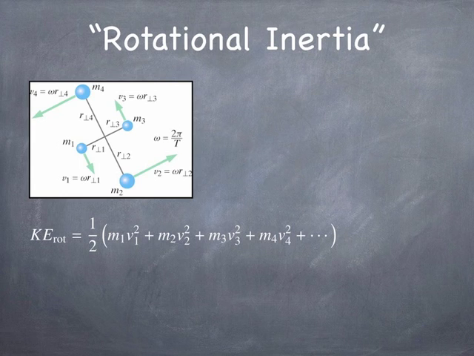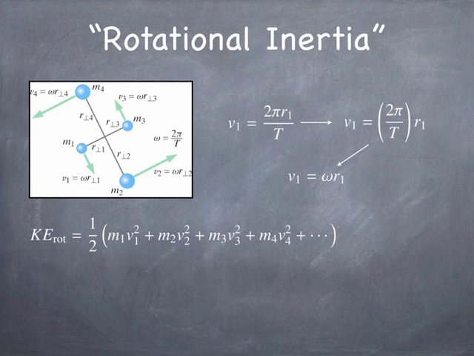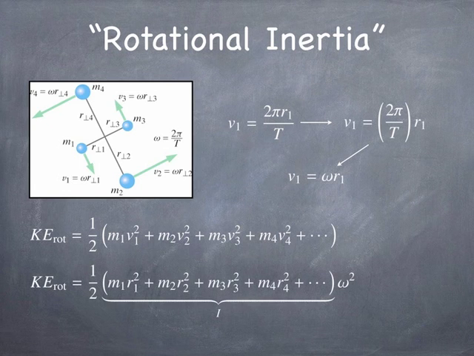And I want to point out that the velocity of any one of these masses is just the circumference of the circle, 2 pi r, divided by the time it takes to go around once. But of course we already know that that's nothing other than omega times r. And so we can put that back into the expression for kinetic energy. But notice every single mass has the same omega. So the omegas actually factor out. And what you get is 1/2 of the sum of the mr squareds times omega squared.